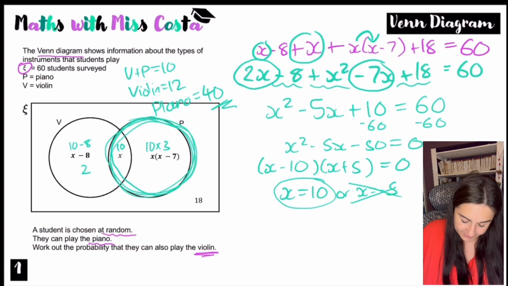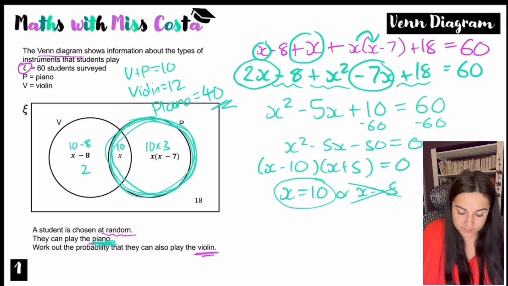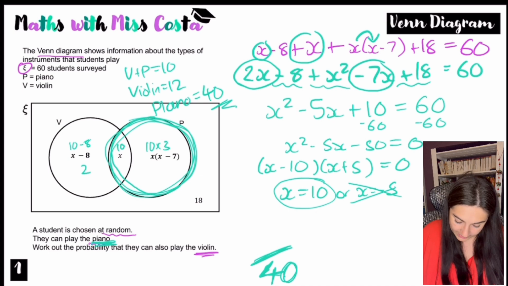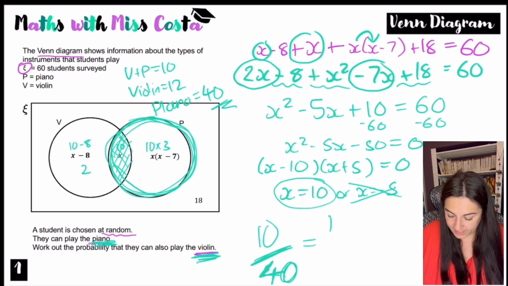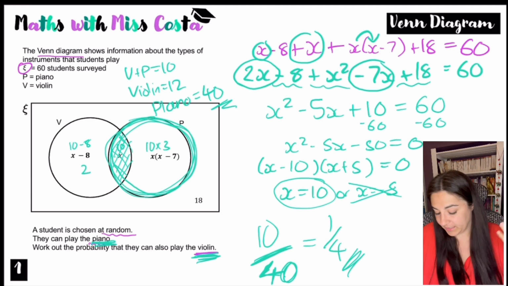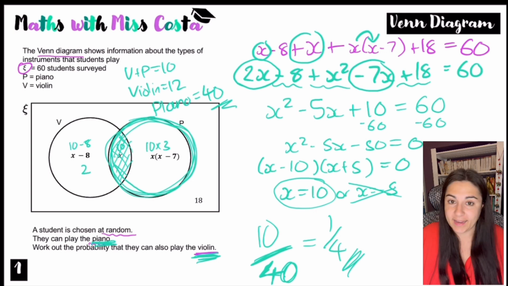Now this is important because it says a student is chosen at random, they can play the piano. So therefore your probability is going to be out of the amount of people who can play the piano, which is 40. Work out the probability that they can also play the violin. Well, that's your probability section in here. How many people can play the violin and the piano? 10. So your probability would be 10 out of 40, which you could simplify to make a quarter. So it is tricky, but only tricky because you have to factorize and solve your quadratic. Otherwise, it works exactly how any other Venn diagram would work, where your universal set tells you what is inside, and the cross section is what is for both.